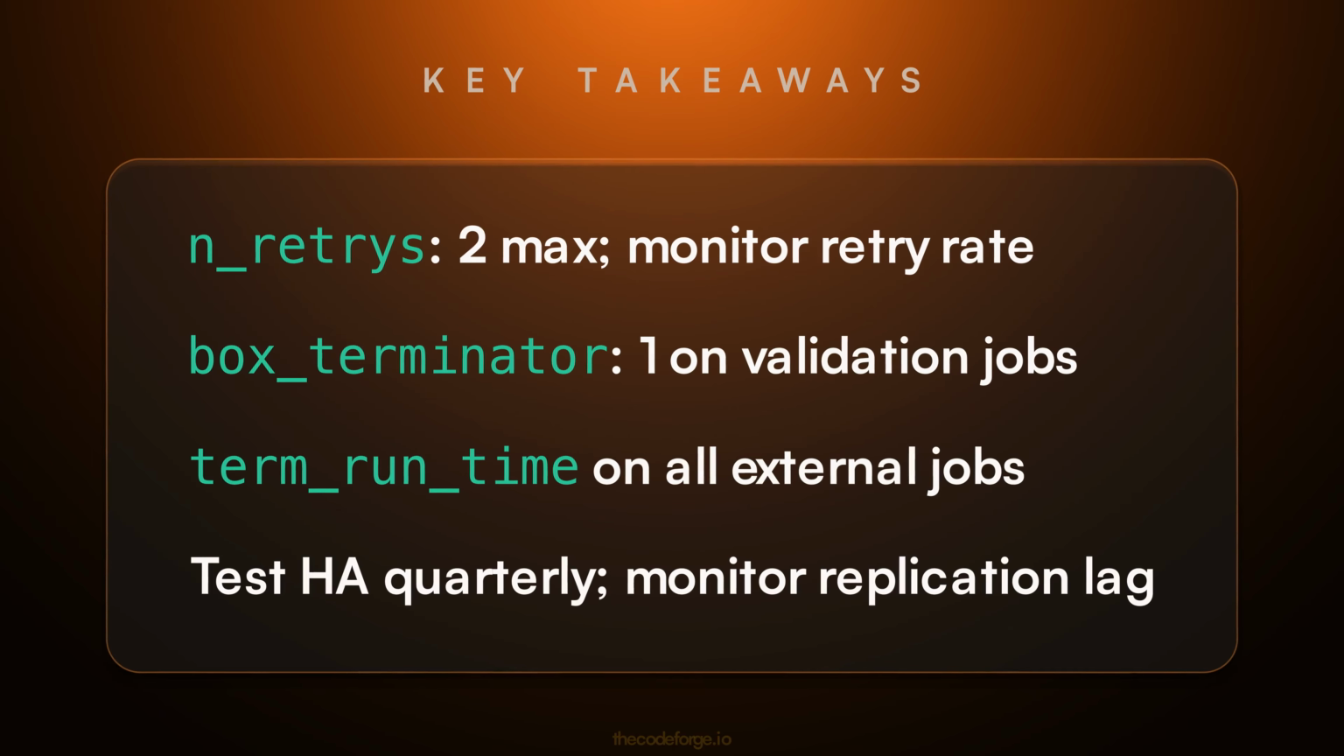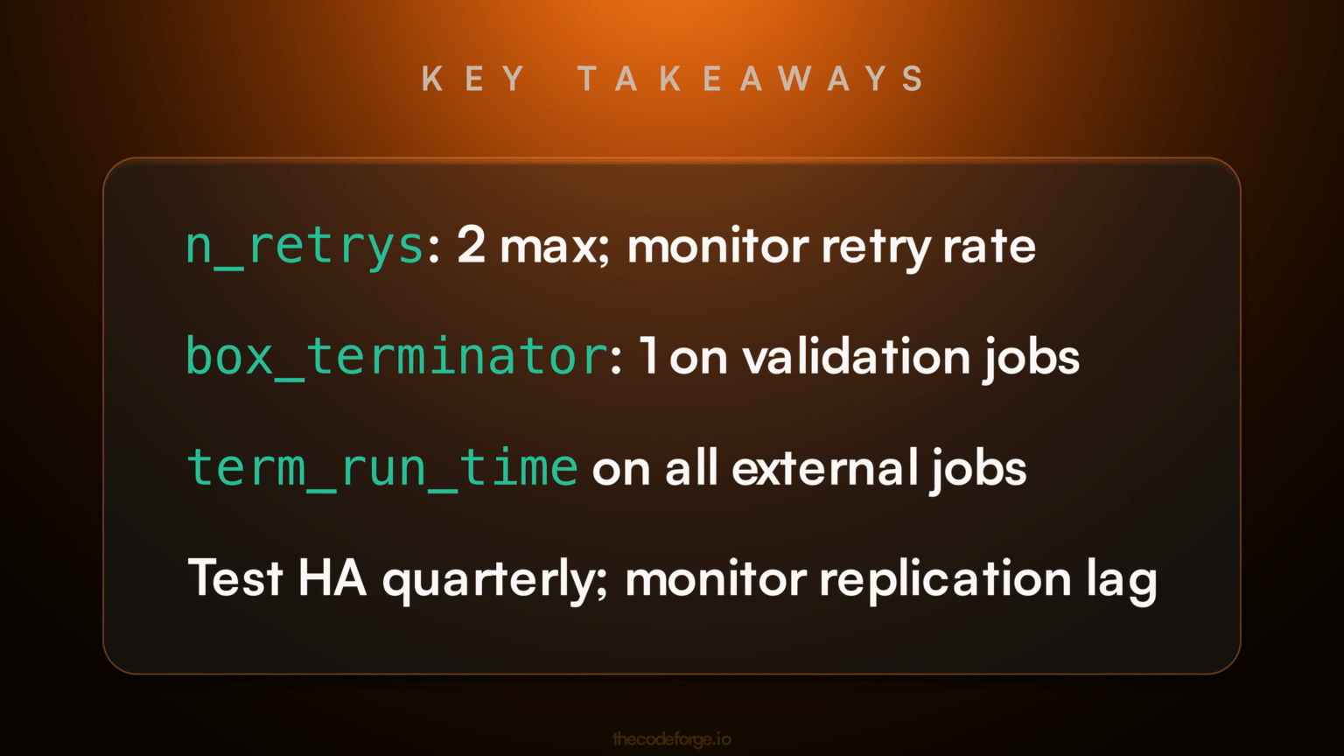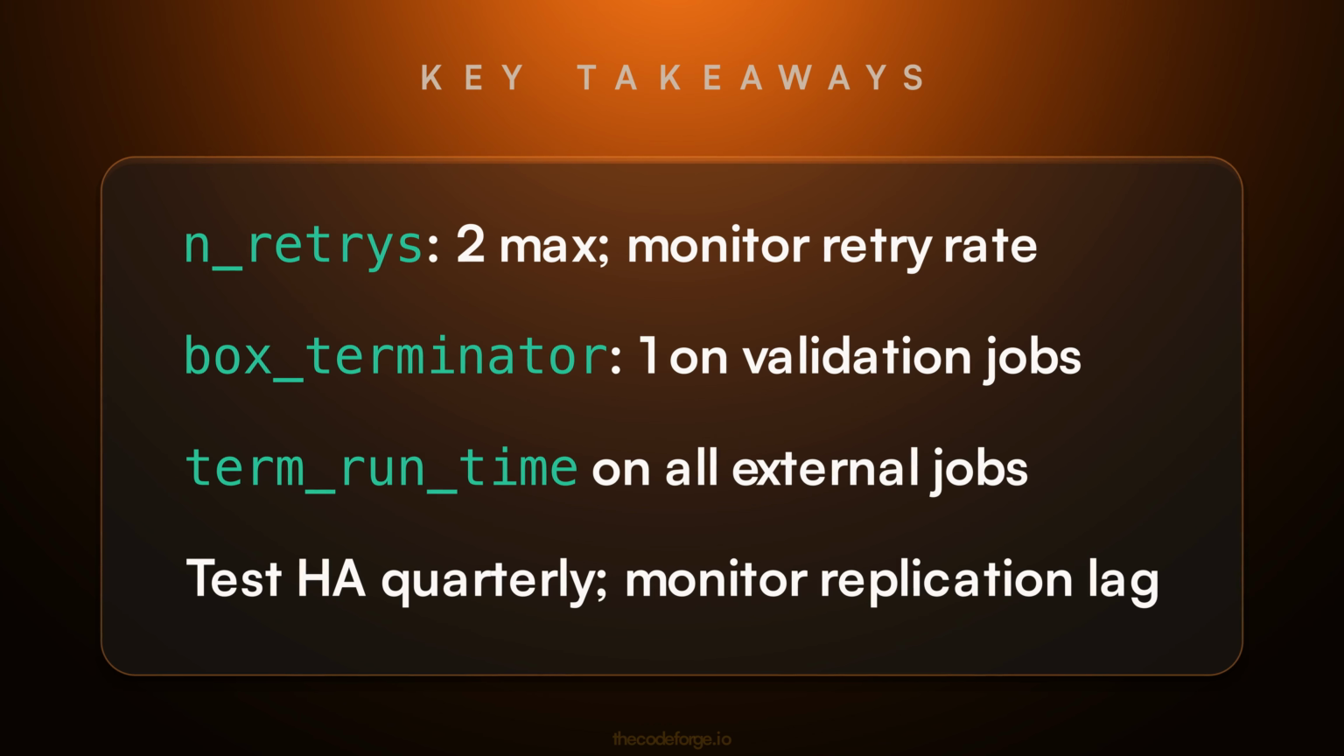To wrap up, use nretries sparingly, 2 max for most jobs, and monitor retry rates. Always set box terminator 1 on validation jobs. Add term runtime to every job that touches external systems. And test your HA failover quarterly. Untested HA is a trap.